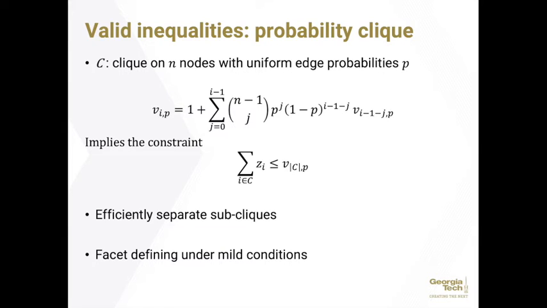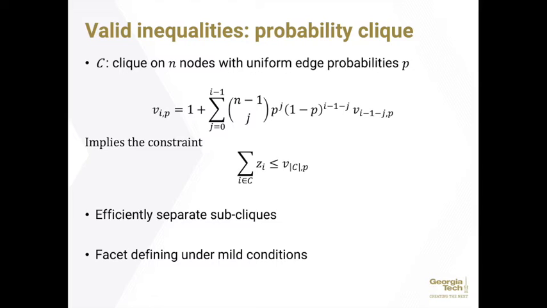So since we can solve this efficiently, that implies a type of constraint or cut we want to add to the problem, which is just we sum over all the nodes in some pre-identified clique, and say that their total probabilities has to be less than the expected value of the DP over the corresponding probability clique.